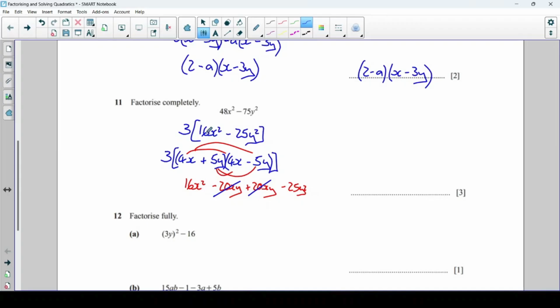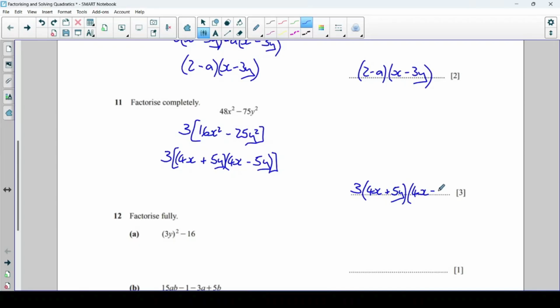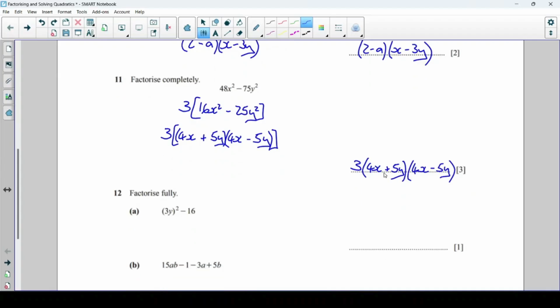Okay, so this only works when you've got square numbers and when it's subtract. That's why it's called the difference of two squares. Okay, so I'll just get rid of all of that extra stuff, and I just want 3 brackets 4x plus 5y, 4x minus 5y. By the way, it's better to keep that 3 outside because that's fully factorised. If you were to multiply that 3 with those, then it's not factorised completely. You've expanded part of it. So it would be wrong to multiply by 3.